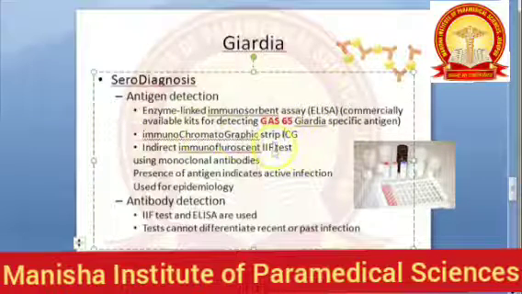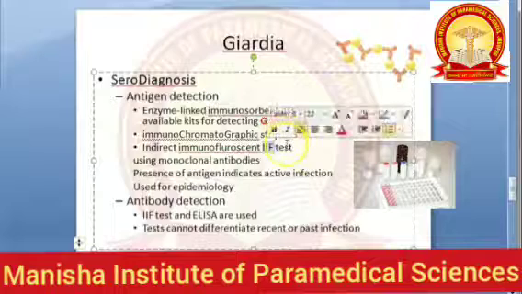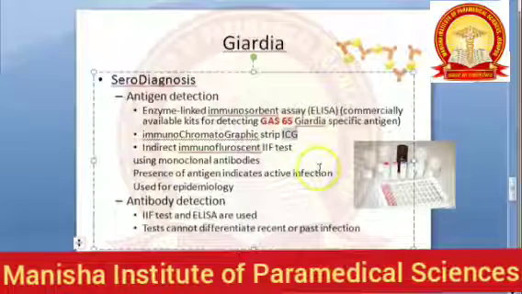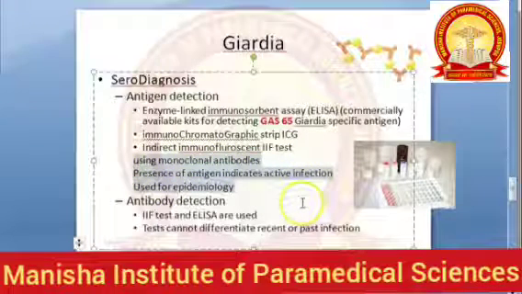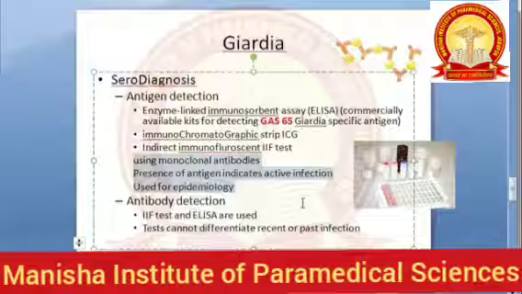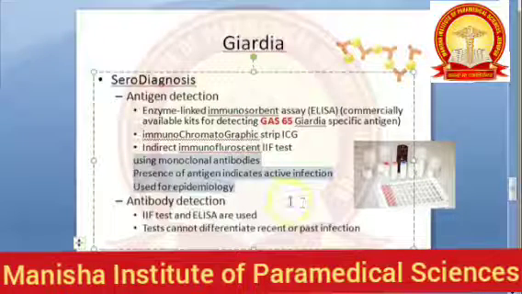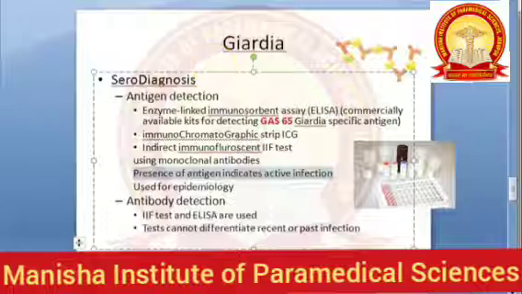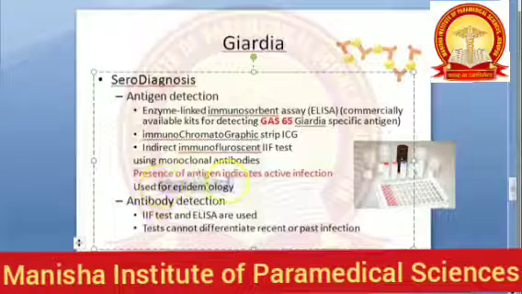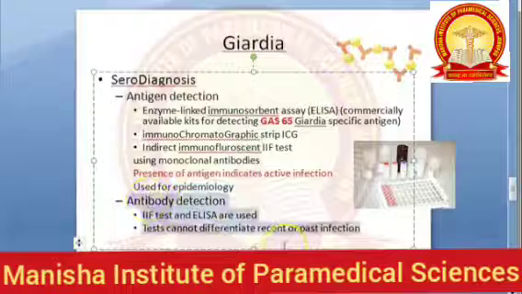What are the other things you can use? Indirect immunofluorescence, immunochromatographic strip, etc. These use monoclonal antibodies. So you will detect the antigen by using monoclonal antibodies. You will have known antibodies, you will put them in and try to detect the antigen. If there is antigen presence, then it indicates active infection. And you can use this usually for epidemiology.